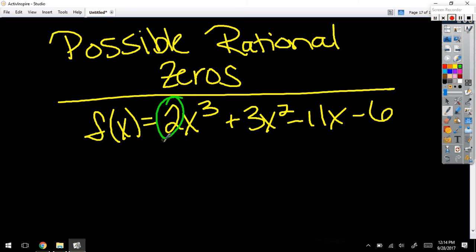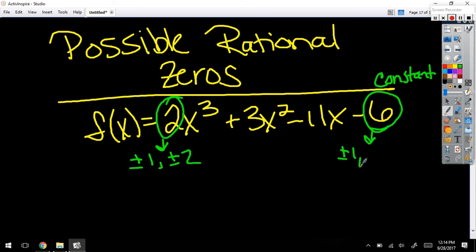So let's look at 2 first. What are all the factors of 2? 2 and 1. I'm going to throw a little plus or minus in here because do you agree that -1 times -2 would give you positive 2? Okay. How about 6? What are all the factors of 6? This is the constant. I'm fixing to show you why. All right, so somebody said 1, 2, and 3, and 6.